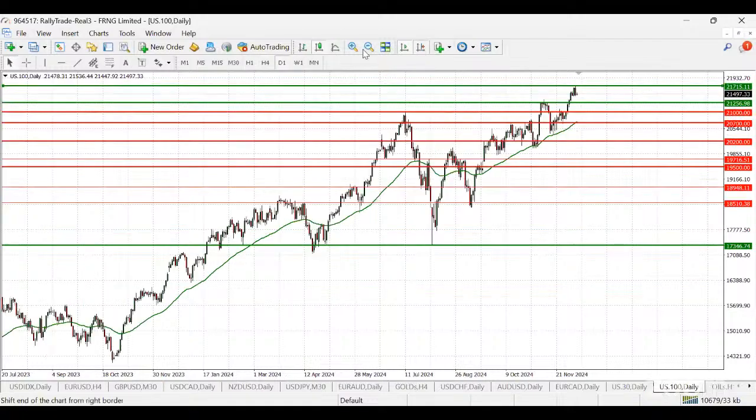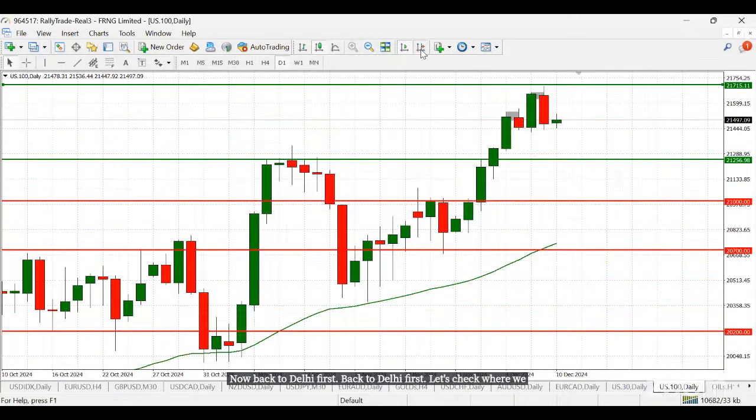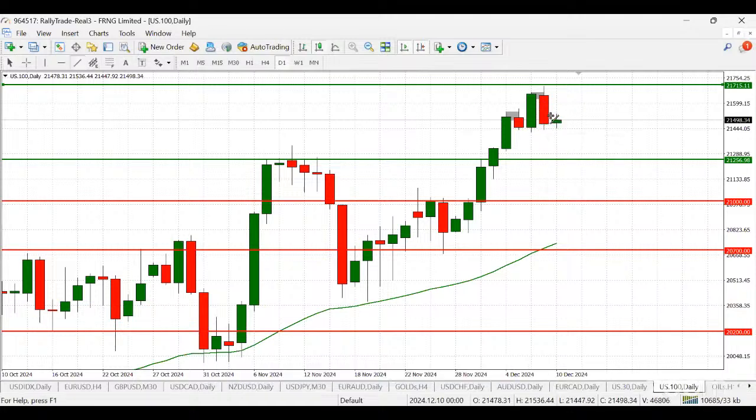Now back to daily first. Let's check where we expect the retracements to get to. Okay, this was the last high that was formed before this higher high. So we got this high, we got a higher low, and then a higher high. As it is, it appears this may be the next support level towards this price area.